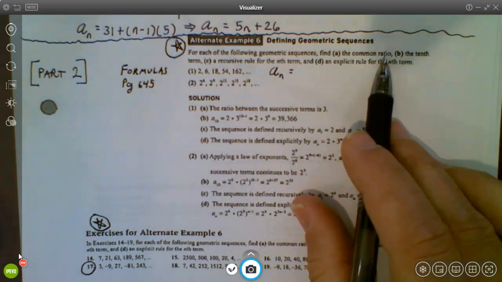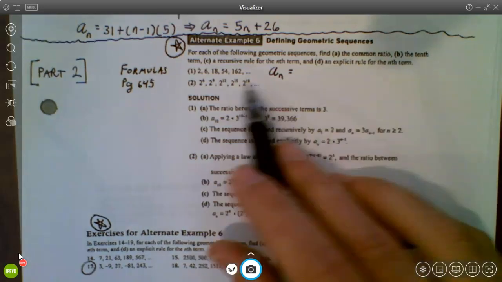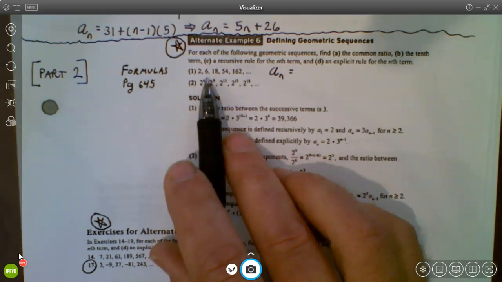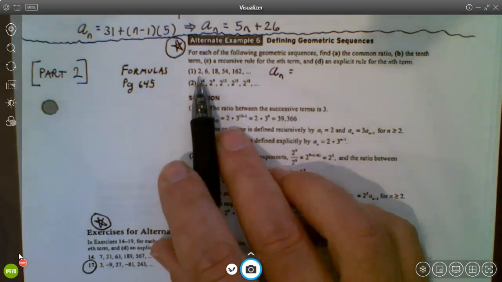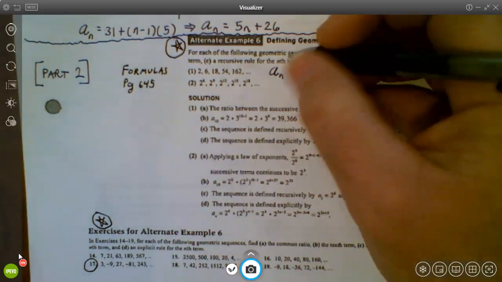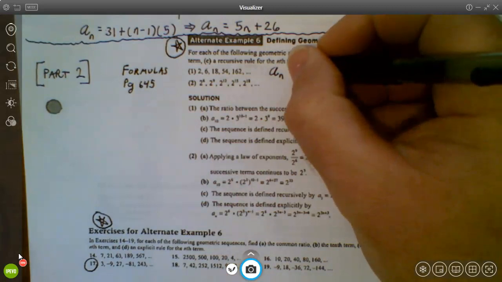Remember, ratio is a fraction, it's division. So the reason they call this the common ratio is because I can take any term, divide it by the previous term in order to get the common ratio, right? So it's like we're working backwards here. So I can take any term.